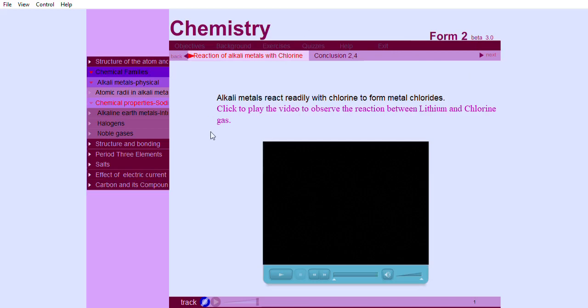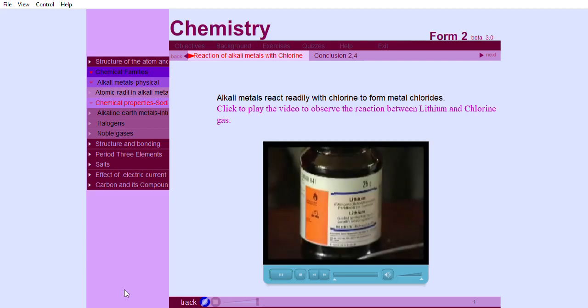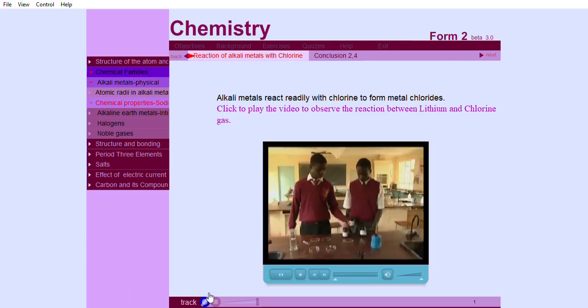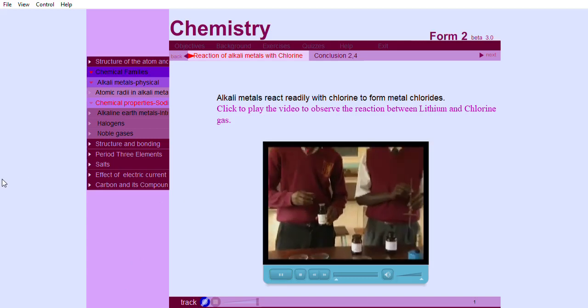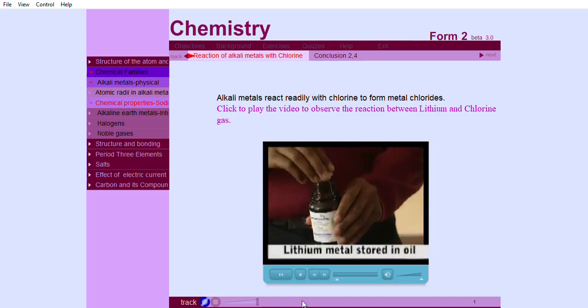Alkali metals react readily with chlorine to form metal chlorides. Click to play the video to observe the reaction between lithium and chlorine gas. Alkali metals react readily with chlorine, forming white solids of their chloride. Lithium forms a white solid of lithium chloride.